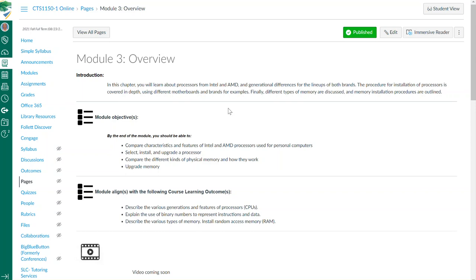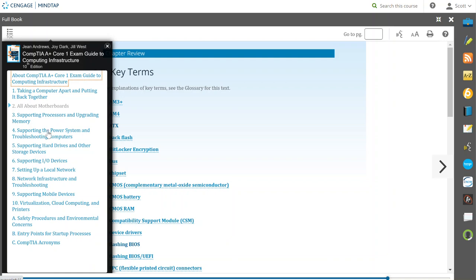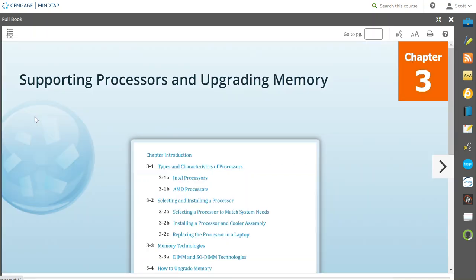All right. We'll learn about Intel and AMD, and we'll talk about the different characteristics of the two. So let's jump over into MindTap, and we'll look at MindTap here for Chapter 3. Supporting processors and upgrading memory. So we'll focus on processors first.